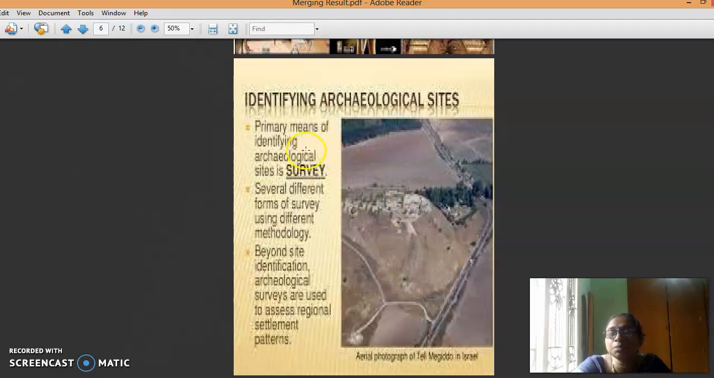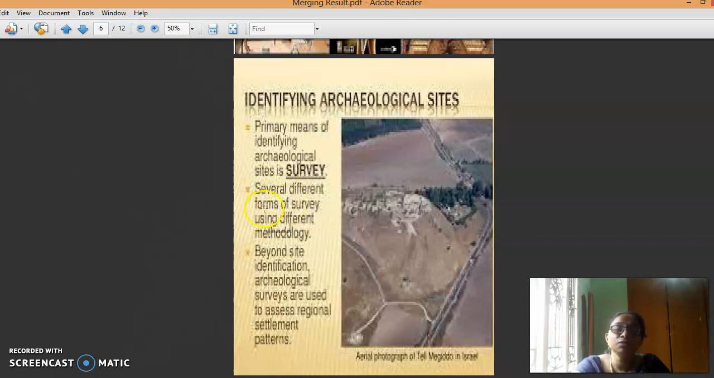The primary means of identifying archaeological sites is survey, especially the survey to discover something new, from unknown to known. So the survey technique is very important for archaeological sites. For example, the present studies held in Tamil Nadu, especially Keeladi. Keeladi excavation is a very important survey. The whole world is talking about the Keeladi excavation sites. So it is similar to the Indus Valley civilization also.